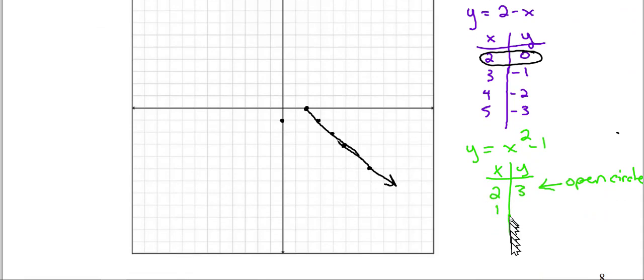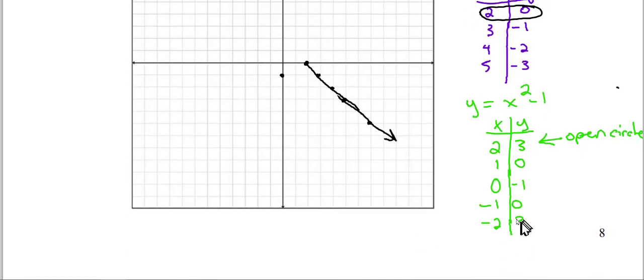And then we can do some others. 1, 0, negative 1, negative 2, maybe just to see what's happening. When I plug in 1, I get 0. When I plug in 0, I get negative 1. When I plug in negative 1, I get 0. When I plug in negative 2, I get 3. All still okay as a function, because I only get one number out when I plug that single value in.